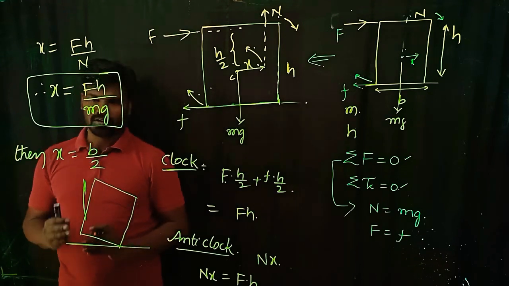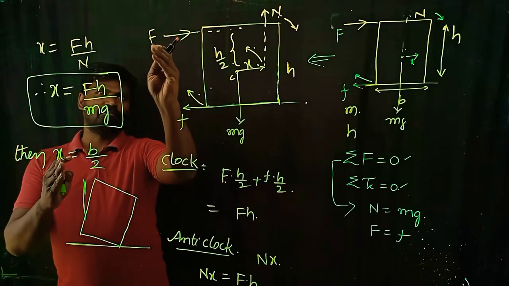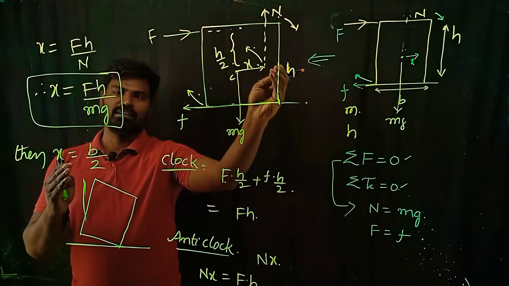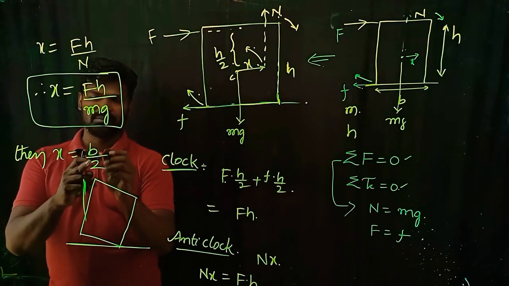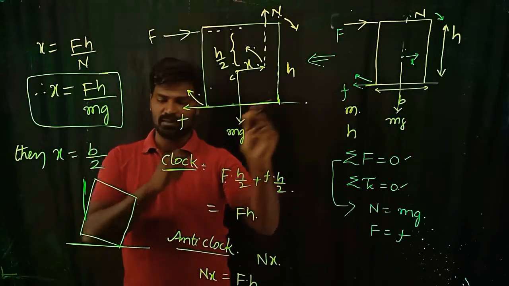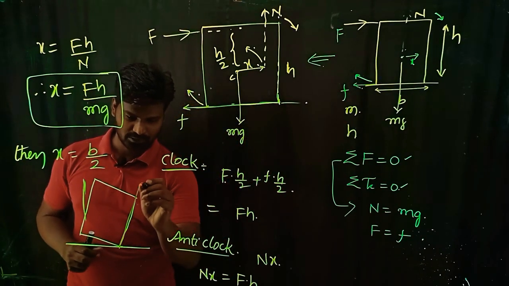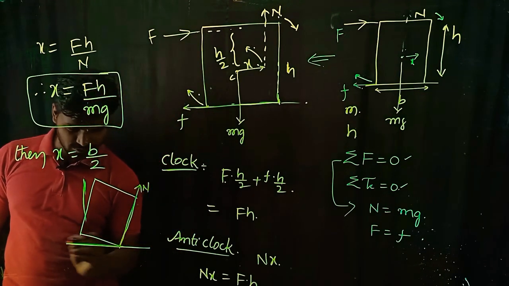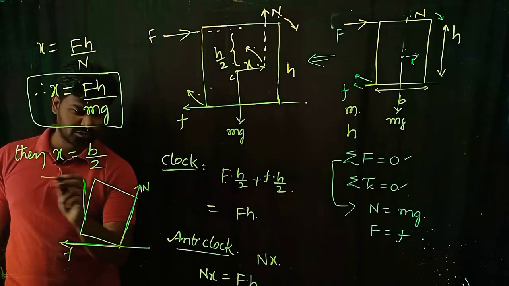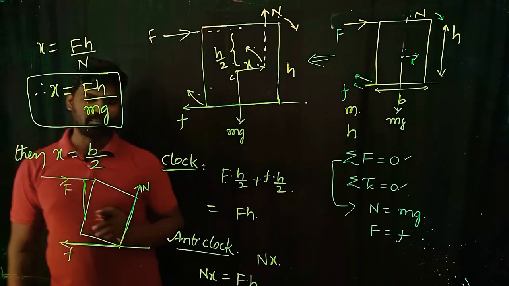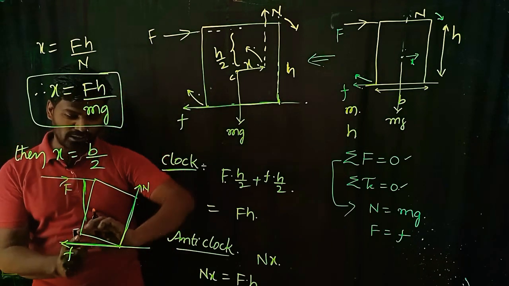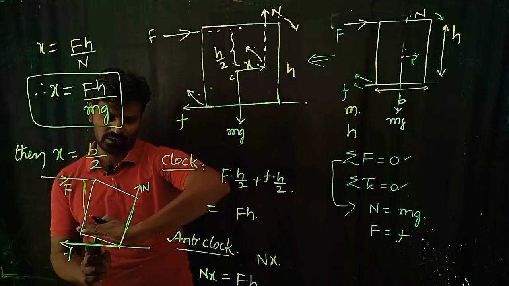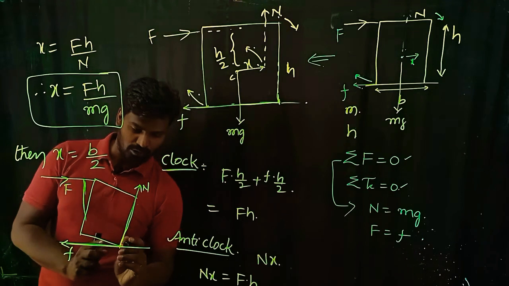This is the scenario. If the magnitude of the applied force keeps on increasing, the value of x will keep on increasing. After reaching the value of x which is b by 2, that is, to this edge, then what happens? The normal reaction is passing through this edge, the frictional force is in the left direction and the applied force is in the right direction. Then at this instant, this edge of the body is getting lifted. This edge is leaving the surface and the body is tipping about this point.